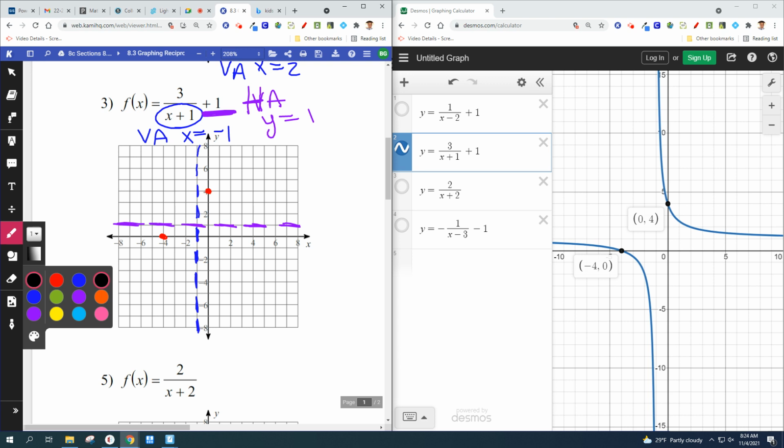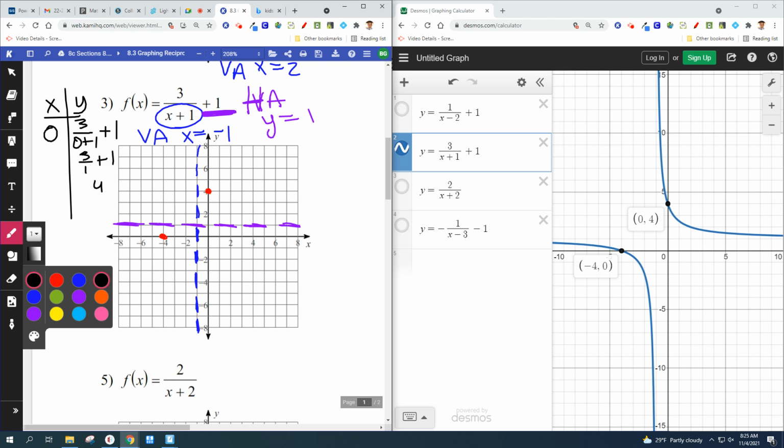You can always plug in something. Like, let's say we plug in 0. Oh no, we already did 0, didn't we? If you plug in 0, that's going to be 3 over 1 plus 1, that's 4. We already have that point.